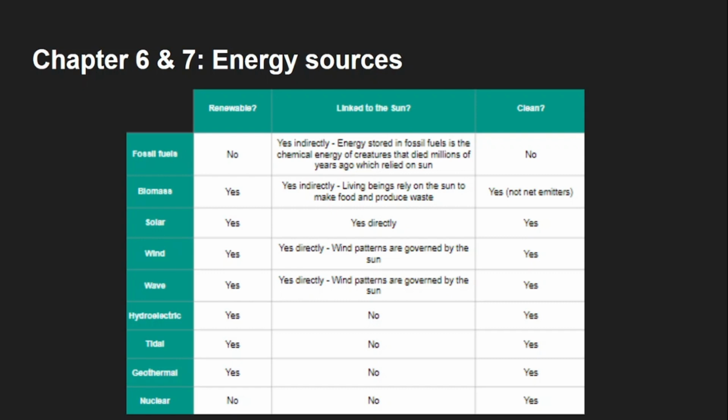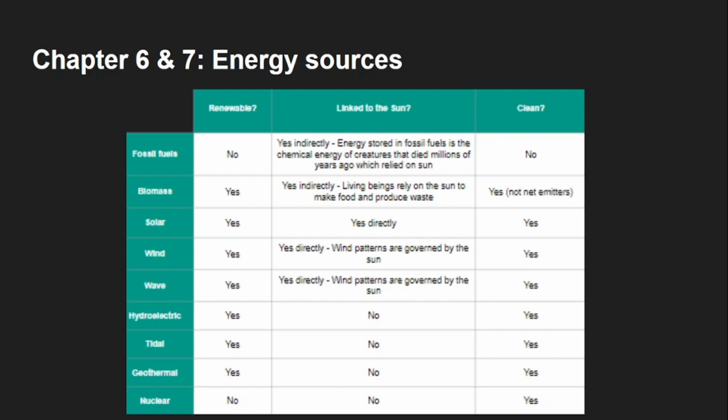If you look at hydroelectric, it is renewable as well because, again, as long as we have these different rivers and they are being actively fed by glaciers, we will have these active sources of water that we can create as reservoirs and then capitalize into hydroelectric energy. Is it linked to the sun? It's not linked to the sun. And is it clean? It is absolutely clean.